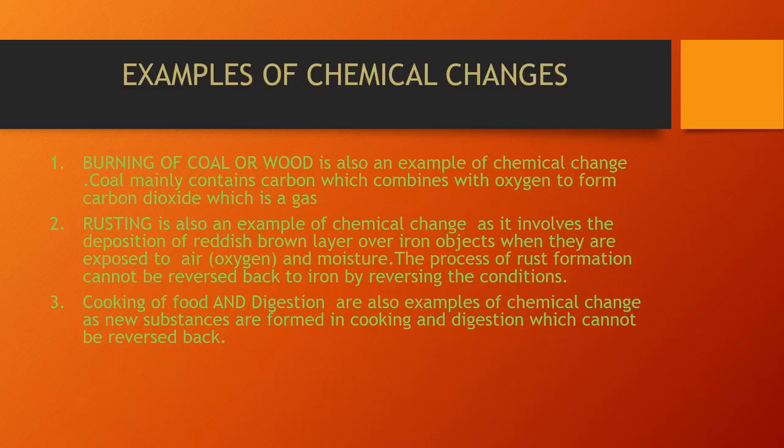The second example which the book covers under chemical changes is rusting. Rusting is also an example of chemical change as it involves the deposition of a reddish brown layer over iron objects when they are exposed to the air, that is oxygen and moisture. The process of rust formation cannot be reversed back to the iron by reversing the condition. The third example which the book covers is cooking of food and digestion. They are also examples of chemical change as new substances are formed in cooking and digestion which cannot be reversed back.